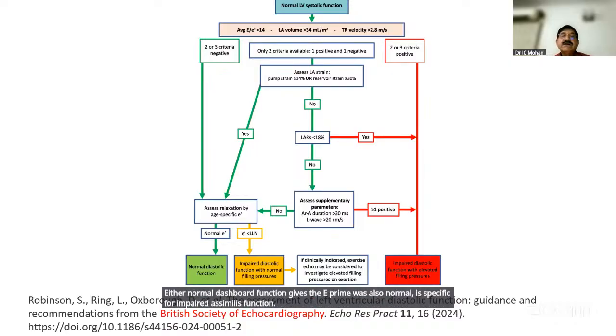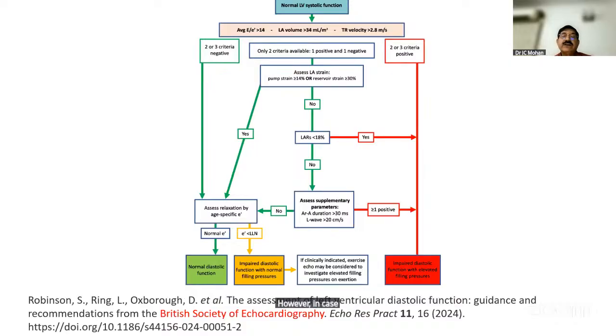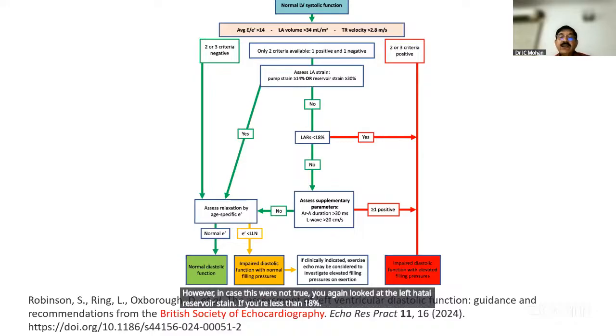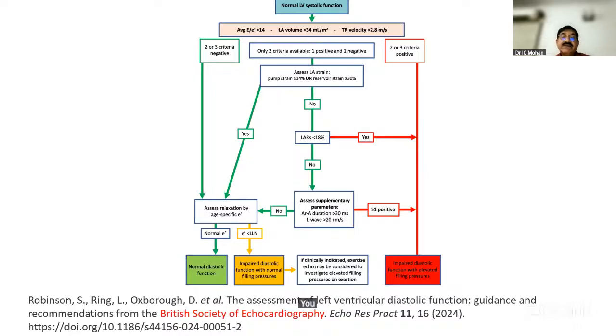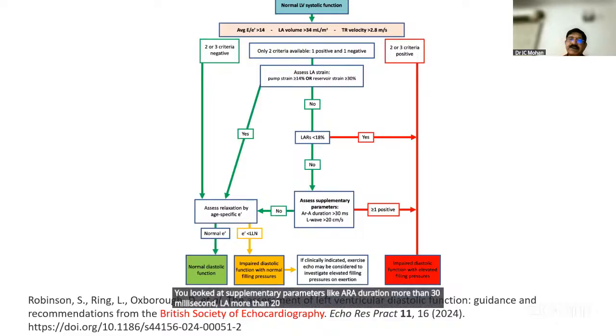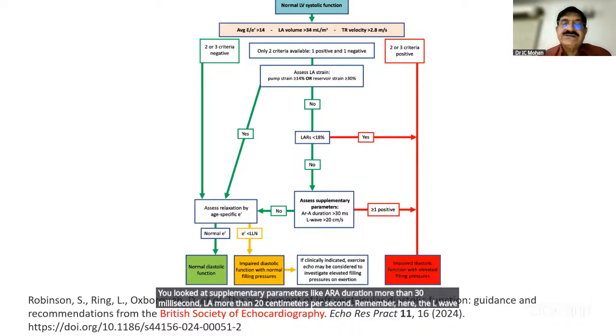However, in case this was not true, you again looked at the left atrial reservoir strain. If it was less than 18%, this was impaired diastolic function with elevated filling pressure. And in case the left atrial reservoir strain less than 18% wasn't present, you looked at supplementary parameters like A-wave reversal duration more than 30 milliseconds, L wave more than 20 centimeters per second. Remember here, the L wave is more than 20 centimeters per second and not 50 centimeters per second.